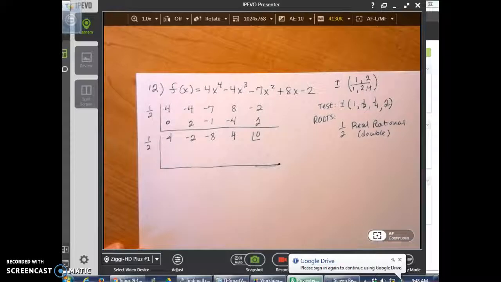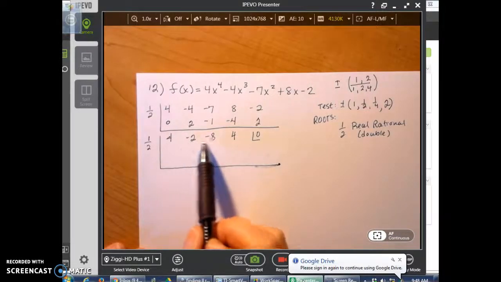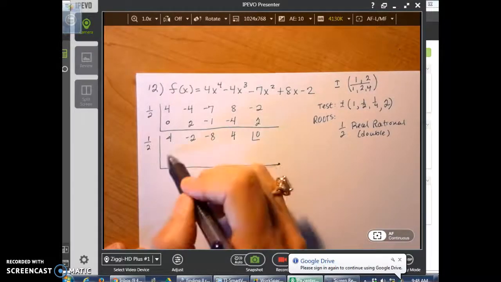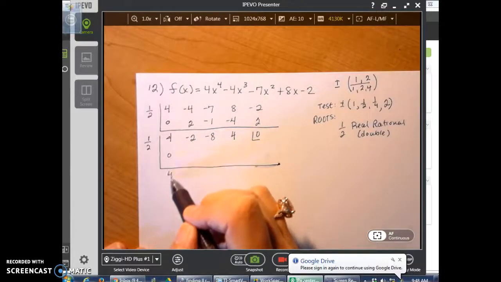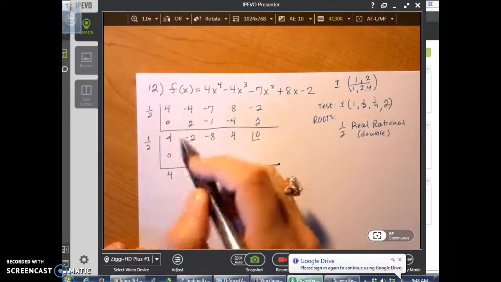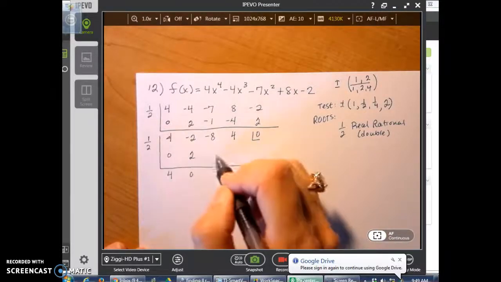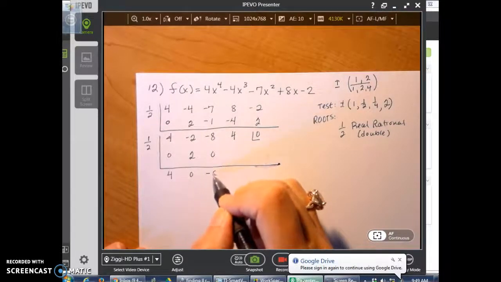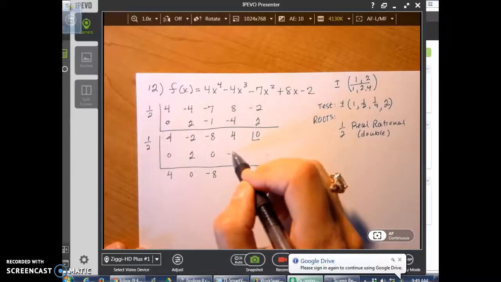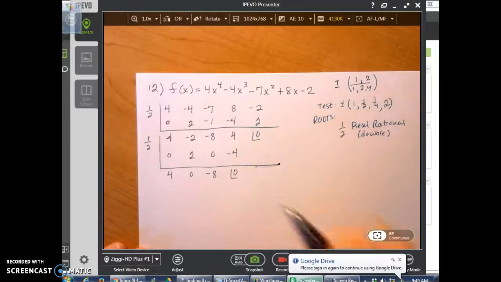So now we're just going to continue on with what we have here. Bring down your 4 or add it to the 0 if you want to think of it like that. Half of 4 is 2. Here I get a 0. Multiply, 0 times anything is 0. Add, I get negative 8. Half of negative 8 is negative 4, and I get a 0 here.